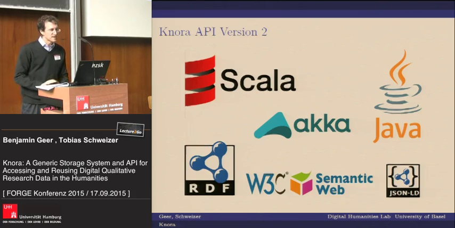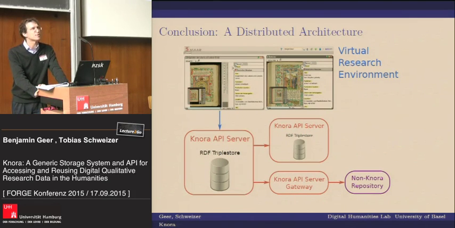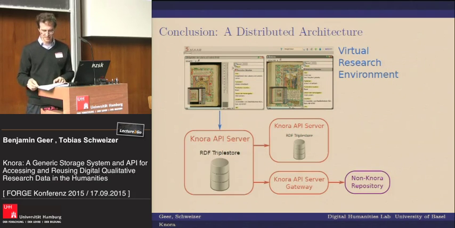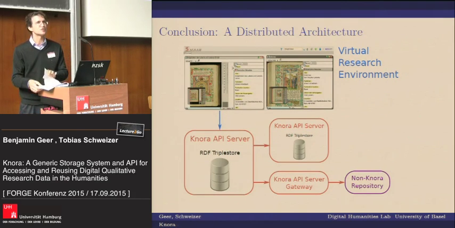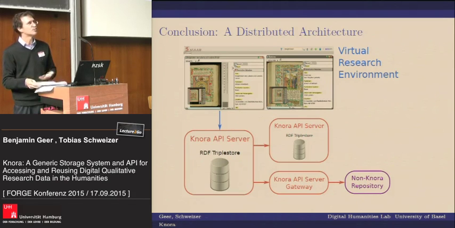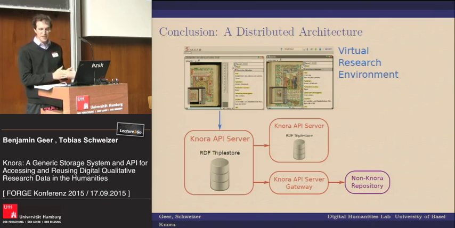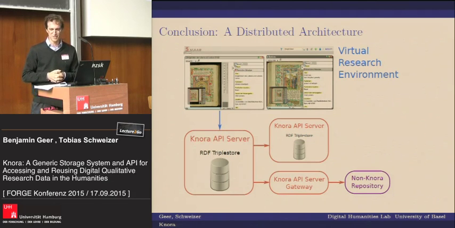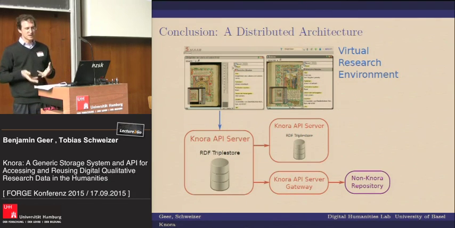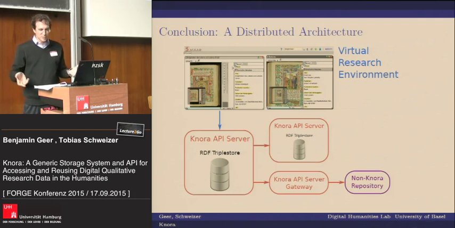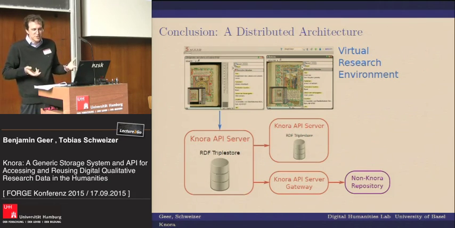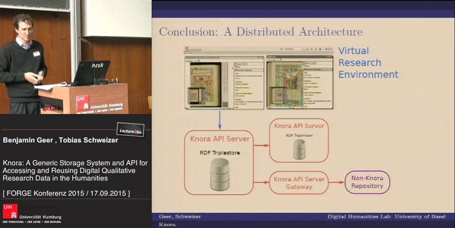So, in conclusion, what we're proposing is a distributed architecture in which a virtual research environment or some other client software can talk to a Knora API server, which in turn can talk to other Knora API servers or Knora gateways to non-Knora repositories. And this would enable a user working in a virtual research environment to work with materials from different repositories without having to worry about how or where they're stored.